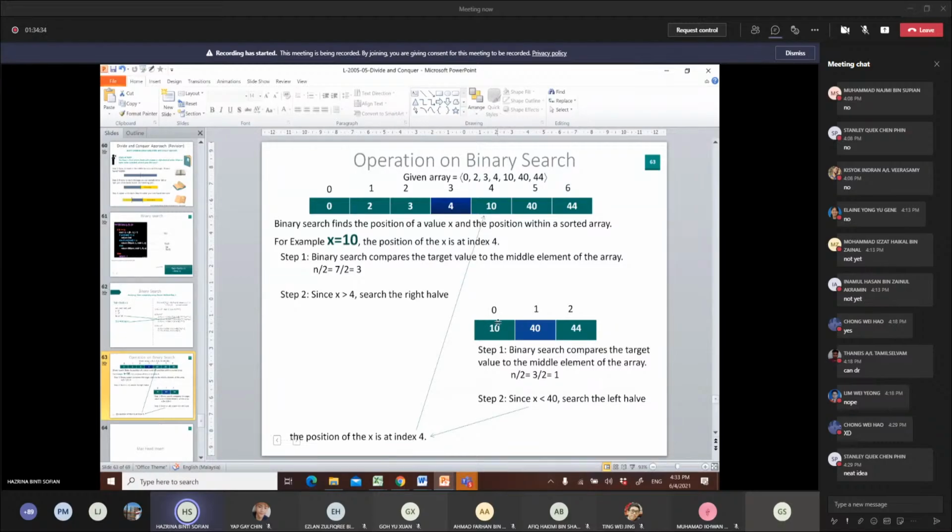In this case, it will perform the recursion until it reaches the base case. So now it's already the base case. We can't divide this any longer. So we know that we have found the 10. Then we search the index of 10 in the original array, which is 4. So the position of x is at index number 4.